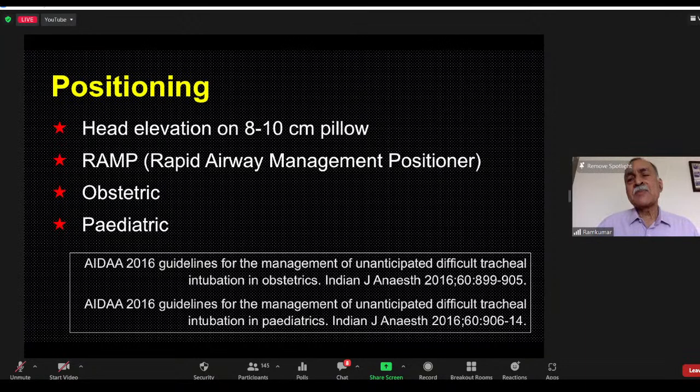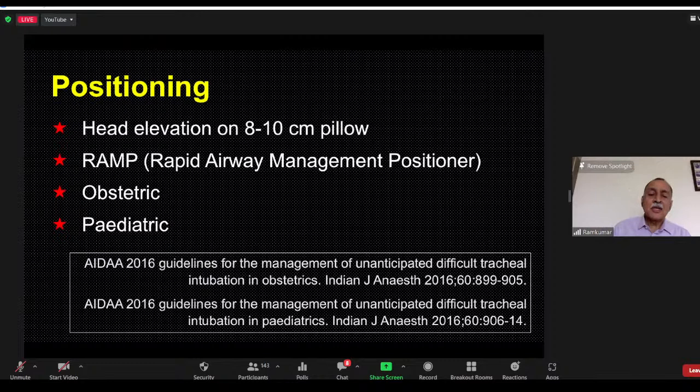The next aspect that all algorithm-based airway management strategies talk about is positioning. Now, we need to look at what was described in 1930, as I mentioned earlier, by McGill. The pillow was very much part of the positioning. A head elevation of around 8 to 10 centimeters is essential. Most of us use a head ring to elevate the head of the patient to about 8 to 10 centimeters above the level of the shoulder. So the shoulder is resting on the table. The head should be about 8 to 10 centimeters above the level of the shoulder. This is the typical position in which we start our airway management.